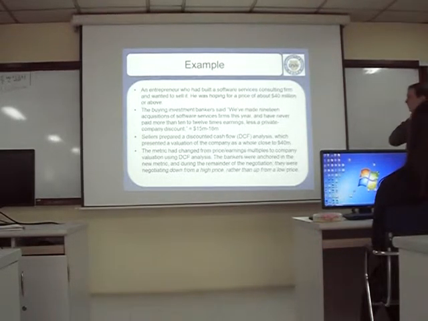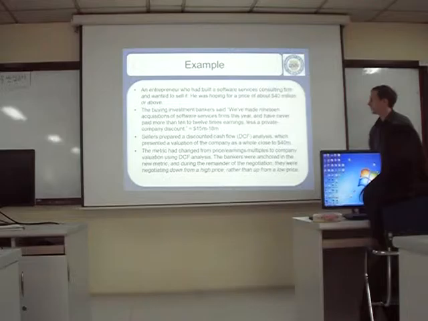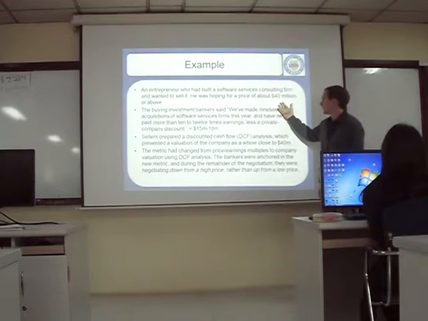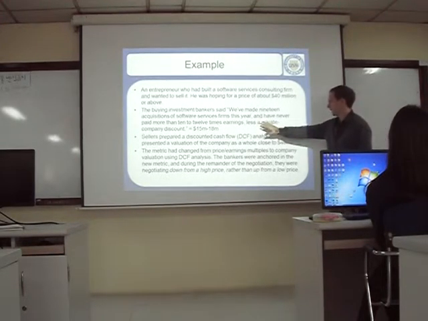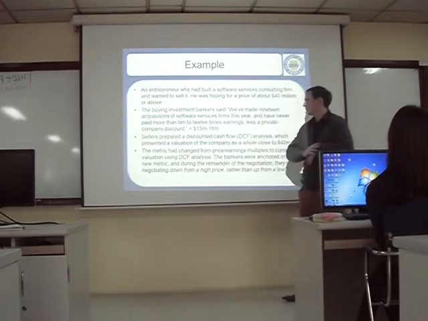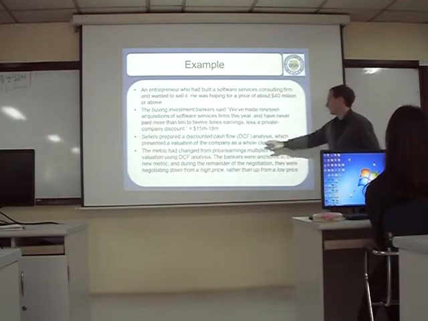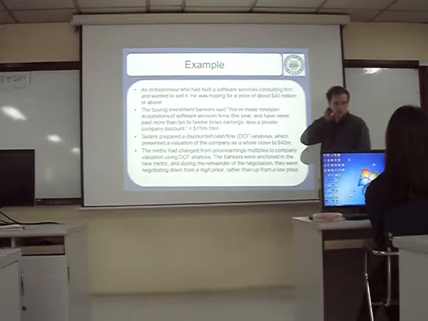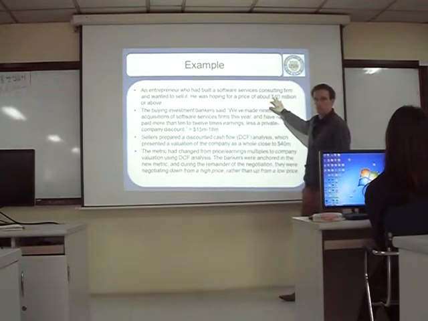So an entrepreneur, we looked at this many times in the class, right? The entrepreneur wants to sell his company, a software company, for about 40 million. The investment bankers are buying on behalf of another company. So they make this phrase: we've made 19 acquisitions. Do you understand acquisition? Buying. Software firms this year, and we never paid more than 10 to 12 times earnings. Do you understand earnings? Profits, less some discounts. So that means the price would be about 15 to 18 million. But we want 40 million.